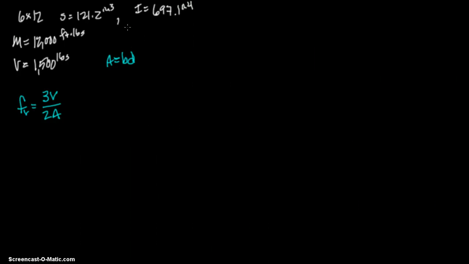So let's go back to page 45 of your study guide, the same place we got the I and the S for the 6 by 12. Let's put the A too, and I should have probably done that before, but no big deal. For the 6 by 12, the area of your section is 63.25 inches squared. All right, now we can go ahead and figure this. We said 3 times V, which is 1,500 pounds, over 2A.